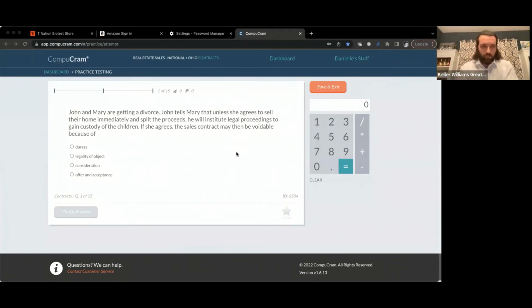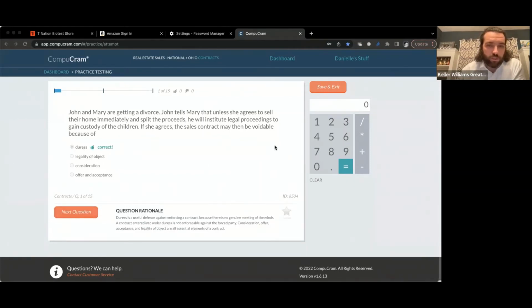Question number 1. John and Mary are getting a divorce. John tells Mary that unless she agrees to sell their home immediately and split the proceeds, he will institute legal proceedings to gain custody of the children. If she agrees, the sales contract may be voidable because of A, duress, B, legality of object, C, consideration, or D, offer and acceptance. You guys know this one right off the bat. Duress. You cannot put somebody in an undue, stressful situation and force them into a contract, which will potentially make that contract null and void.